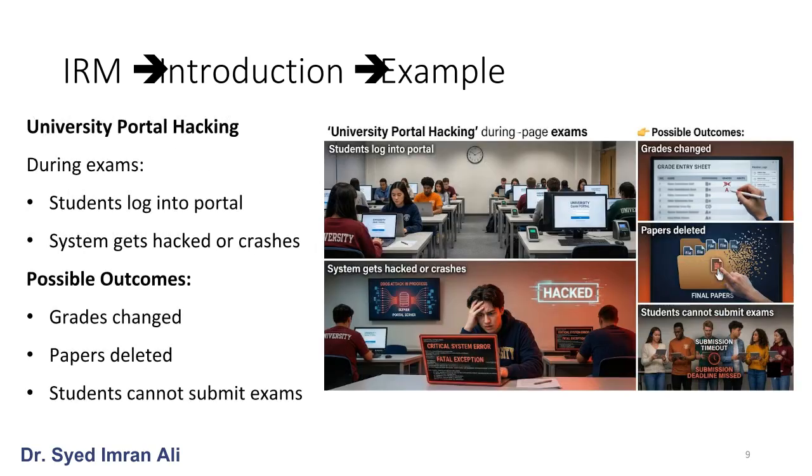Another example comes from the academic environment. During exams, students rely on online portals to submit their work. Now imagine the system gets hacked or crashes at that moment. Grades could be changed, exam papers could be deleted, and students might not be able to submit their work on time. This not only affects academic performance but also creates stress and unfair situations. Proper information risk management can prevent such incidents by ensuring system reliability and security.